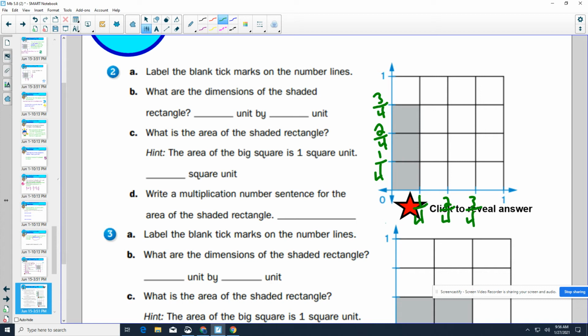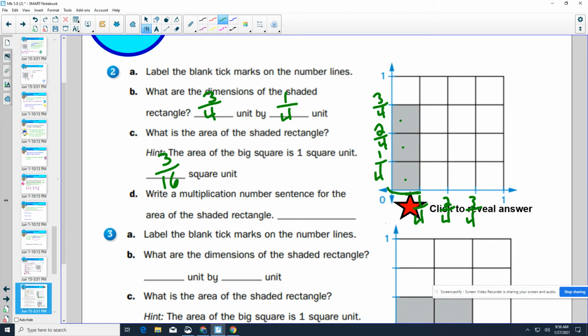What are the dimensions of the shaded rectangle? Okay, in this case we look, 1, 2, 3/4. We look here, it only goes over to the 1/4, so it's 3/4 by 1/4 for the shaded part. What's the area of the shaded rectangle? So again, you could do it 2 ways. You could count and say 1, 2, 3. And then you could say it's a 4 by 4, so you know there's going to be 16, so 3/16 is shaded in. Or you could just multiply 3 times 1 and 4 times 4.